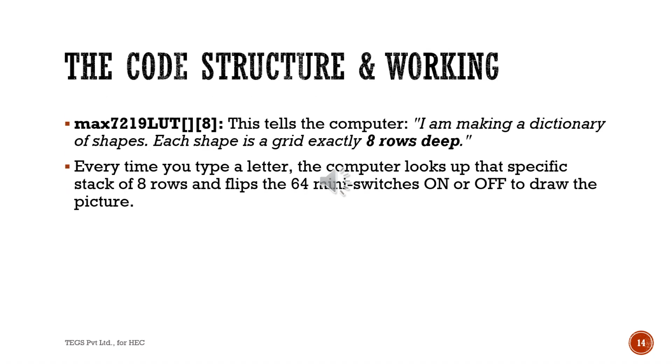The code structure and working: the MAX7219 lookup table tells the computer I am making a directory of shapes. Each shape is a grid exactly 8 rows deep. Every time you type a letter, the computer looks up the specific stack of 8 rows and flips the 64 mini switches on and off to draw the picture.